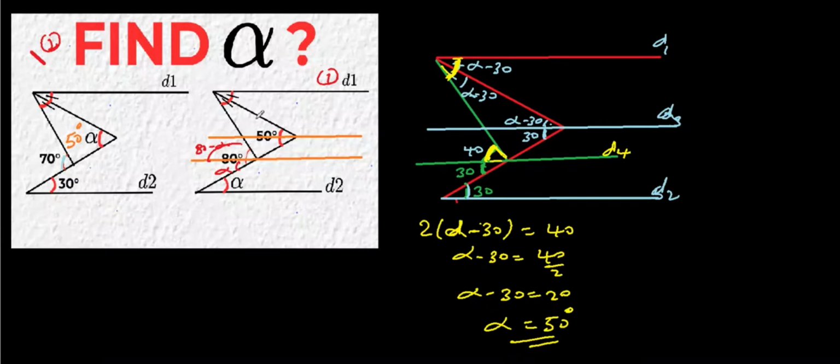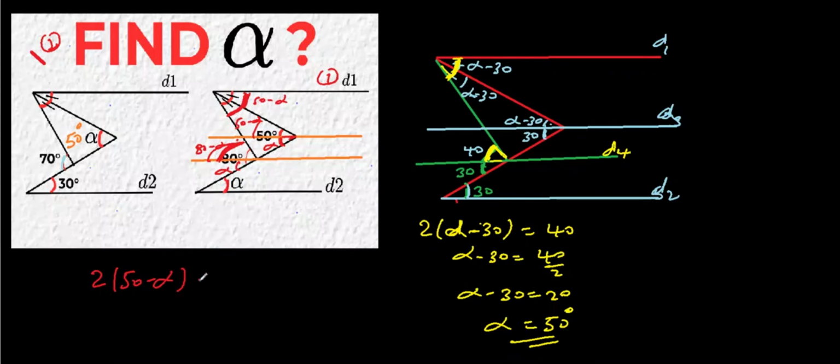80 minus alpha. Then how much is this one? This one is also alpha, because this degree and this degree are equal. And this means 50 minus alpha. Then if this one is 50 minus alpha, this one is also 50 minus alpha. Then you can create 2 times 50 minus alpha, 2 times this degree, because this degree and this one are equal, because they are alternate interior angles.